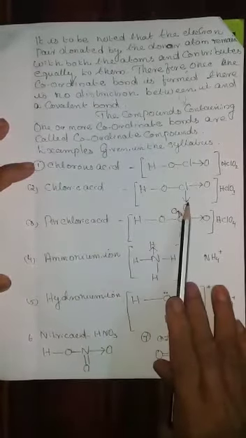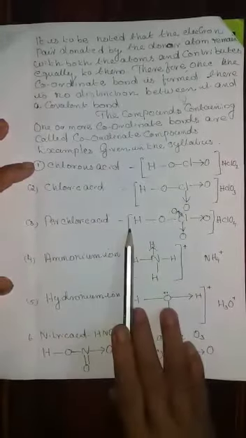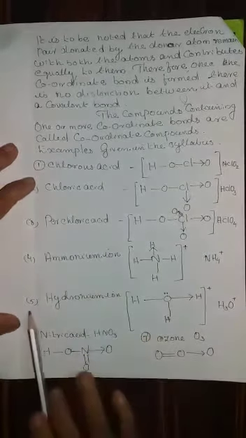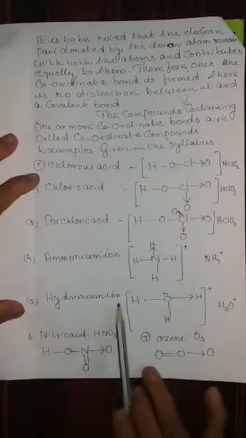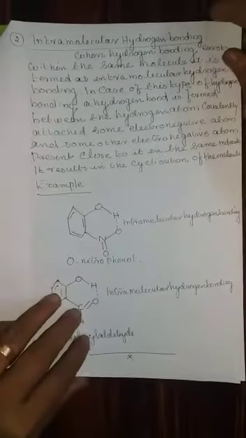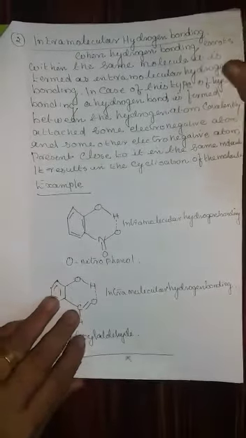That is chlorous acid, its structure; chloric acid, its structure with the dative bond; perchloric acid; ammonium ion, which you already studied in 10th standard; hydronium ion, which you also studied in 10th standard; nitric acid, and ozone. That completes the coordinate bond. Now the last section of chemical bonding, that is hydrogen bonding. Hydrogen bonding definition and the examples.